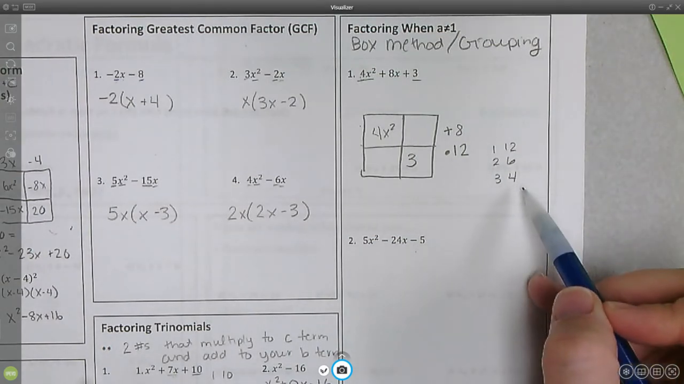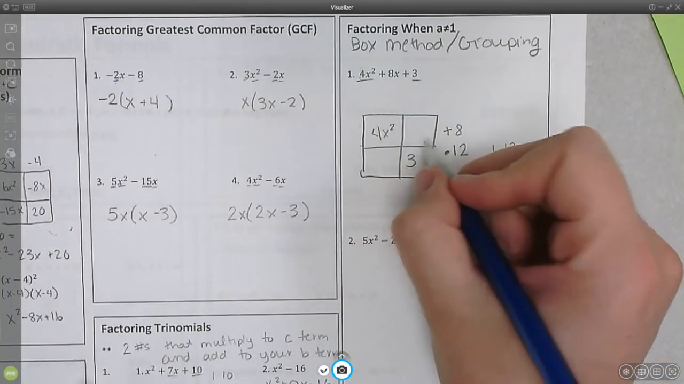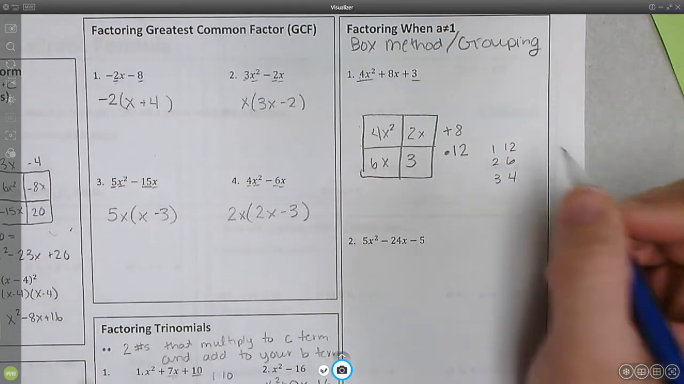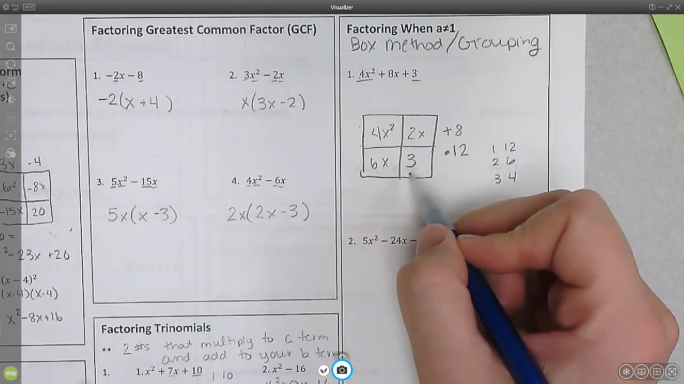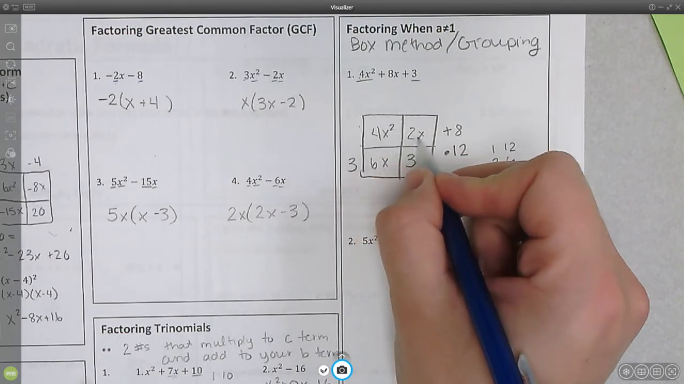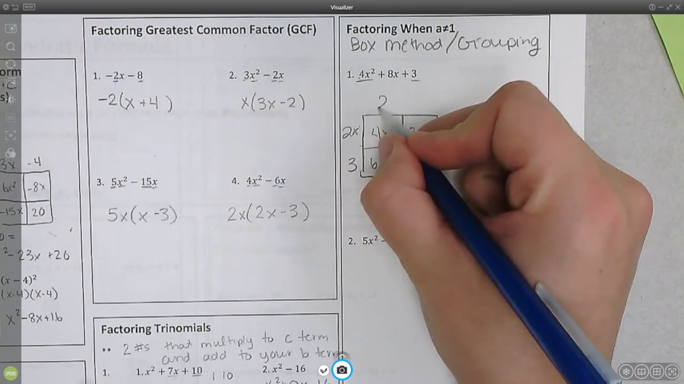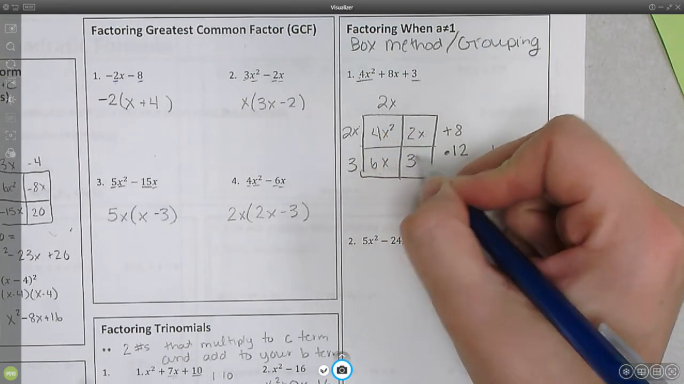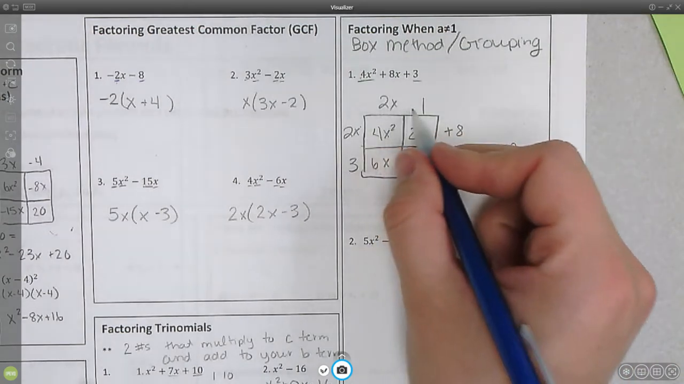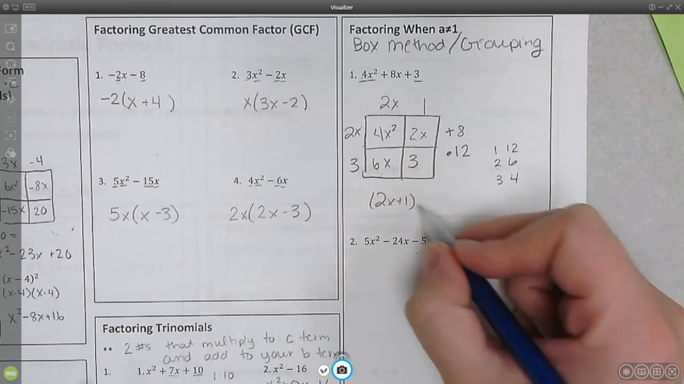So which of these are going to add to 8? Well, 2 and 6. It doesn't matter which one you put where. So you have 2x here, 6x here, and then you take out your greatest common factor. 6x and 3 is 3, 4x squared and 2x, that's 2x, 6x and 4x squared, that's also 2x, and then 2x and 3, it's just 1. So this answer will be 2x plus 1 and 2x plus 3.